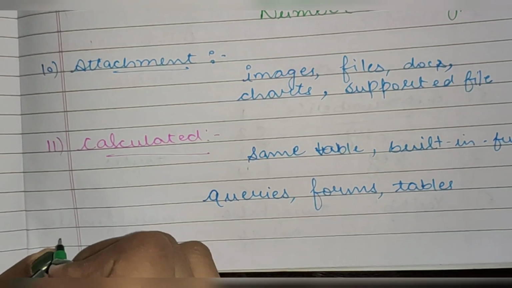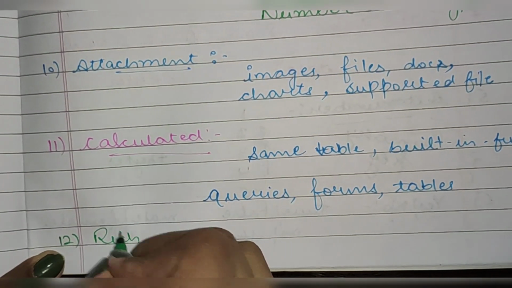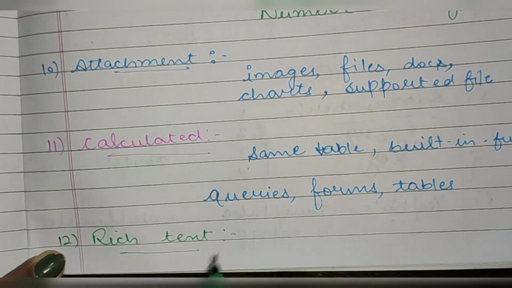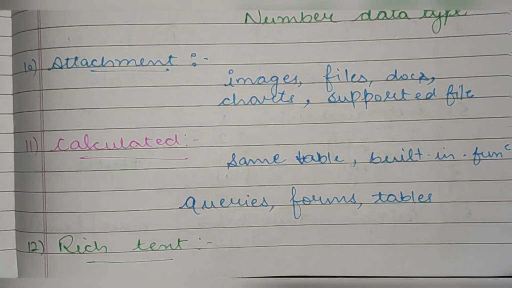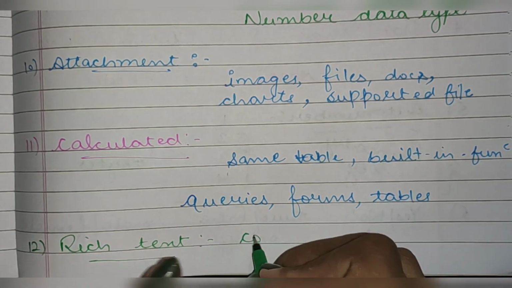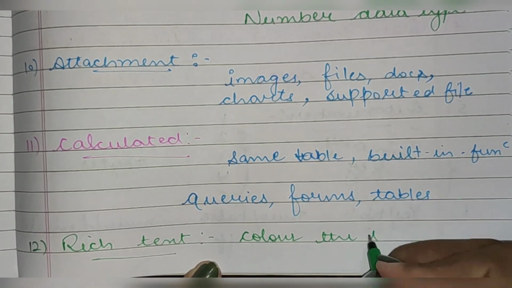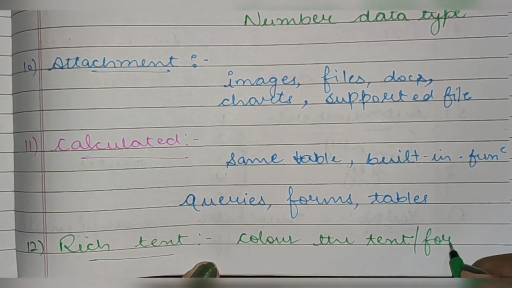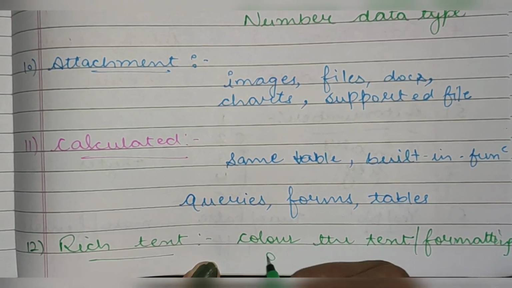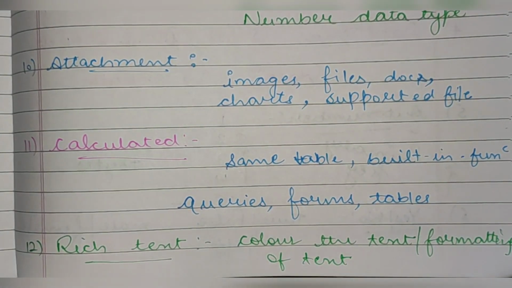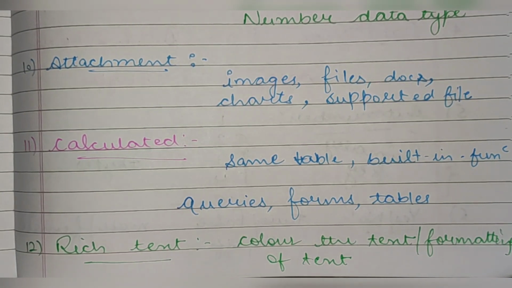Now the last is rich text. You can format the text using color and font controls. You can color the text, or you can say formatting of text, and font controls as well. You can change the font style of the text as well. That data type is known as rich text data type. So we are done with our today's topic. We have covered all the data types of MS Access.